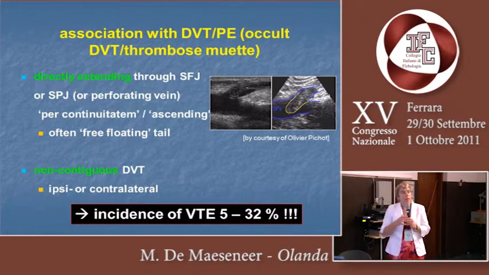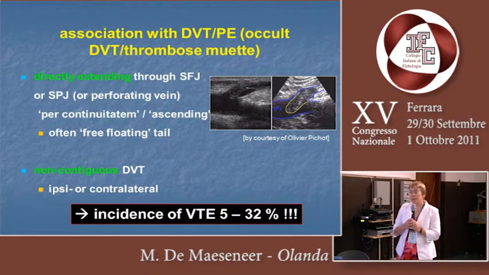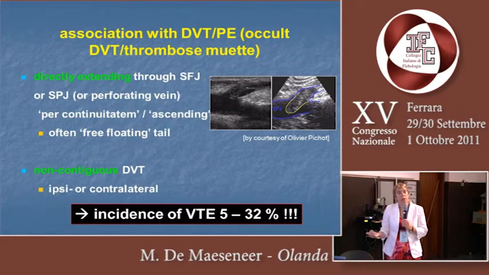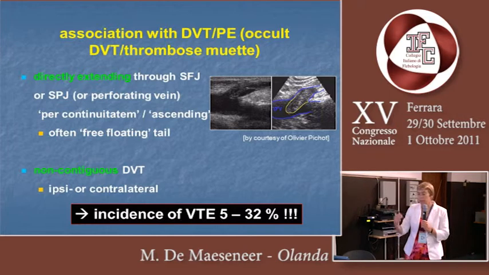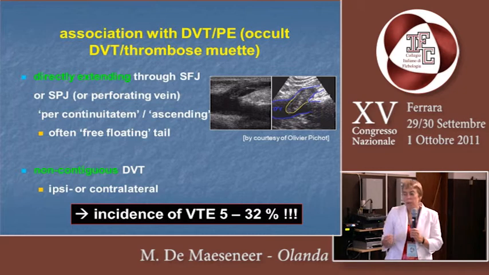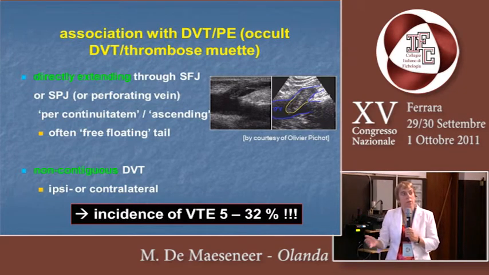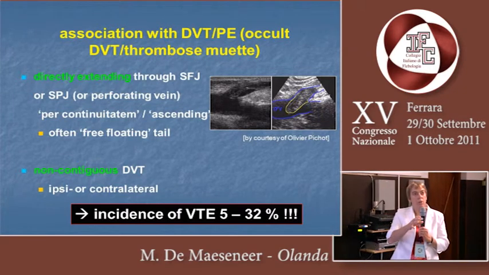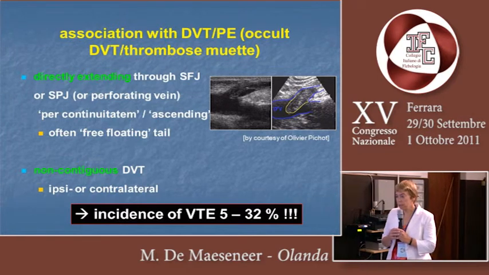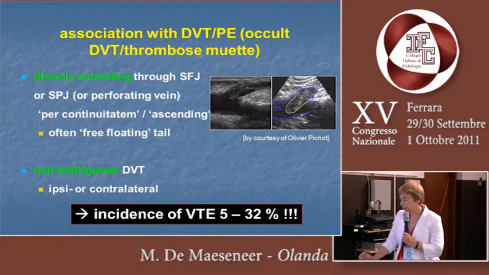And sometimes it can have a floating tail, which can be quite scary when you look at it on a duplex scan. But on the other hand, as the causes for superficial vein thrombosis are always Virchow's triad and are always more or less the same, you can also have non-contiguous deep vein thrombosis. So deep vein thrombosis at another site than the superficial vein thrombosis. This can be in the same leg or in the other leg.